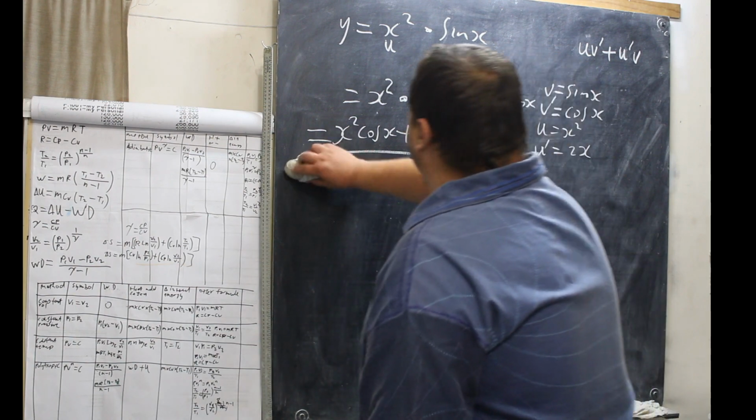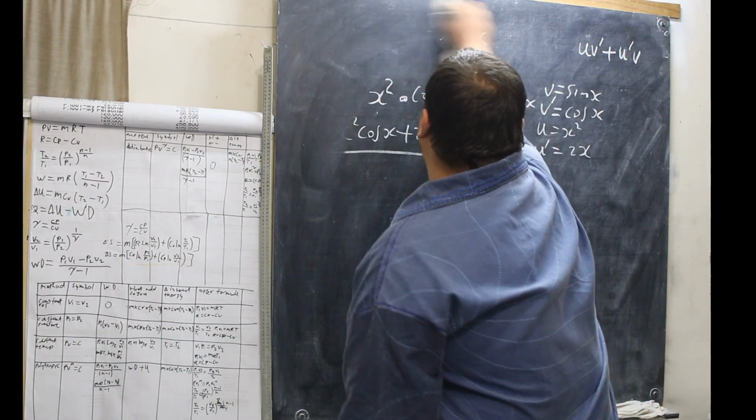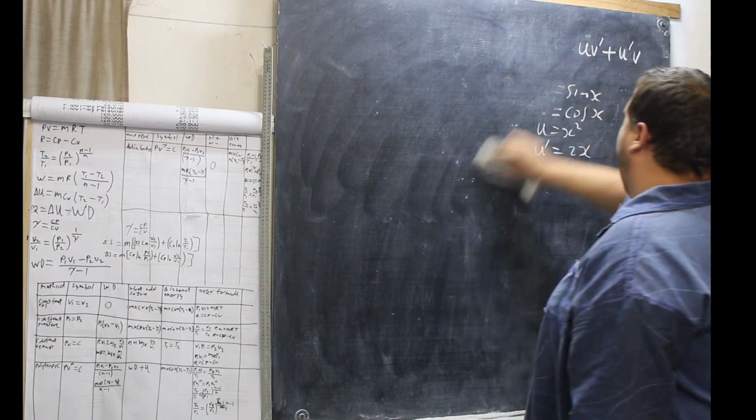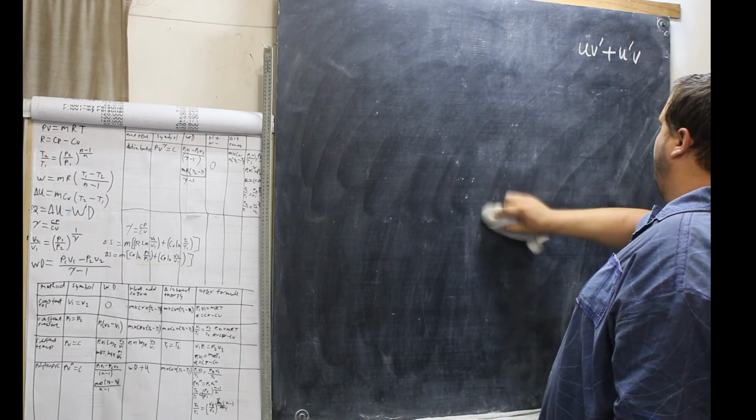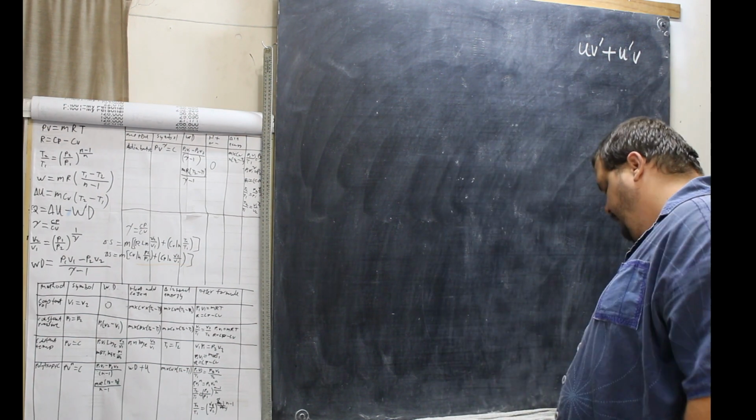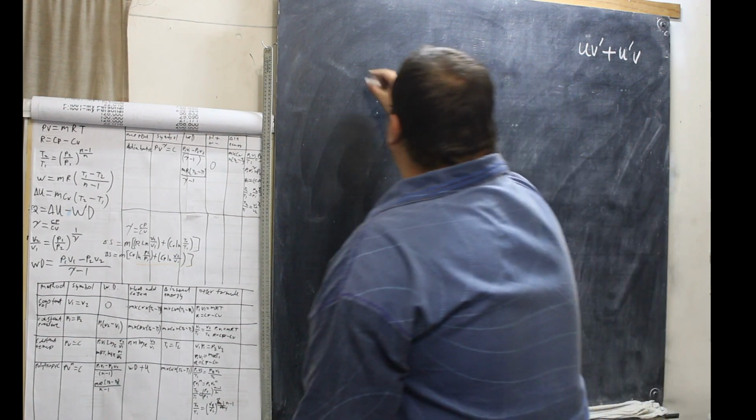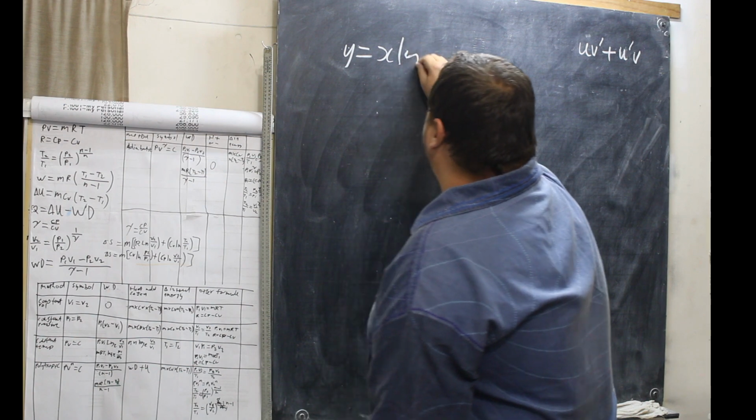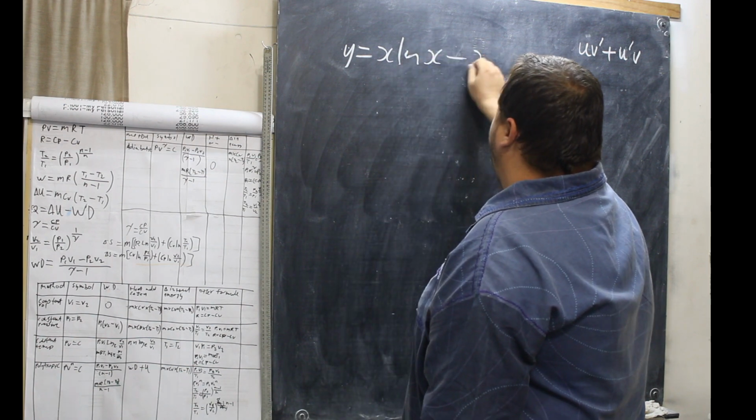Now we are going to do one that I found many people have hit a flop on: y is equal to x ln x minus x.